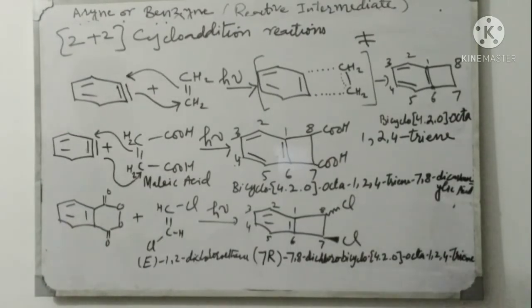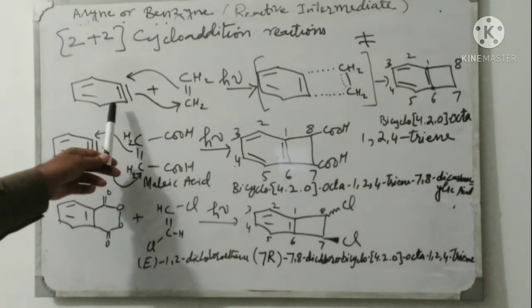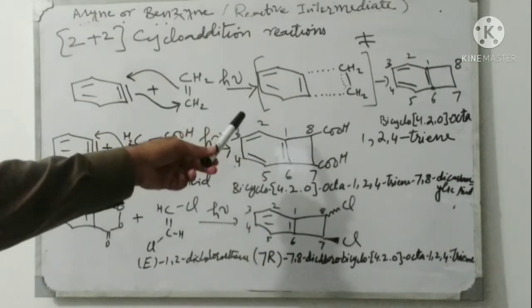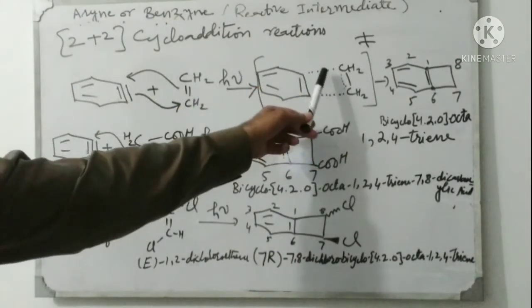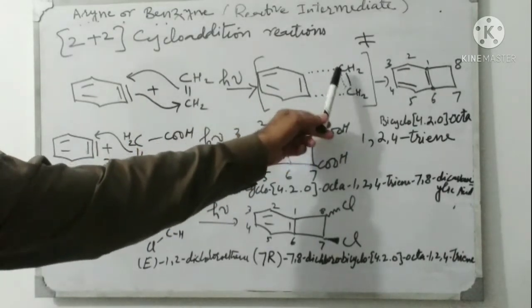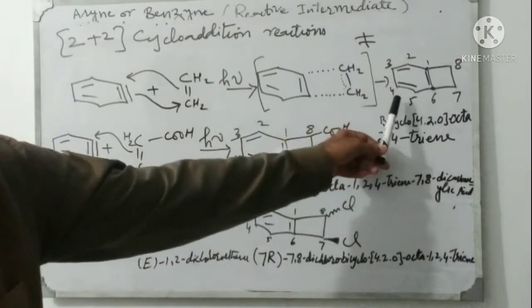So previously we discussed the 4+2 Diels-Alder reaction of benzyne intermediate. Now in this lecture we are discussing 2+2 cycloaddition reactions of benzyne intermediate. This is the first reaction. Benzyne reacts with ethene in the presence of light. It forms this cyclic transition state. This dotted line shows that new bonds are formed here, and this one old bond is broken. So after 2+2 cycloaddition, it formed this product.